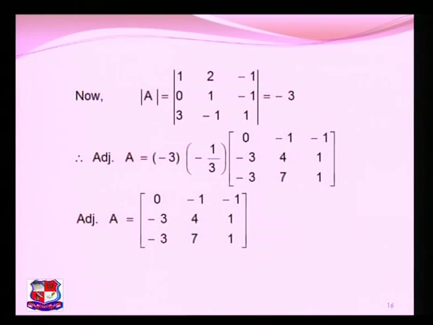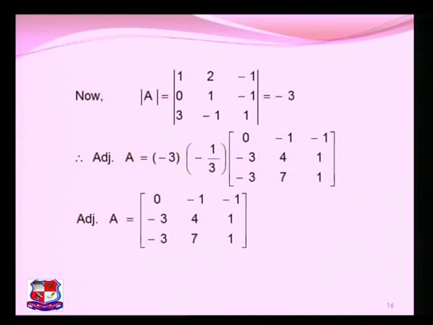Then the determinant of [1 2 -1; 0 1 -1; 3 -1 1] will be equal to minus 3, right? That is homework for the students again, how to find the determinant. So this determinant is equal to minus 3. So the adjoint of A is equal to A inverse into determinant of A.